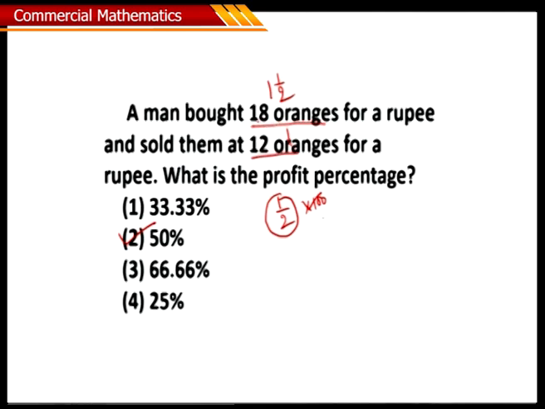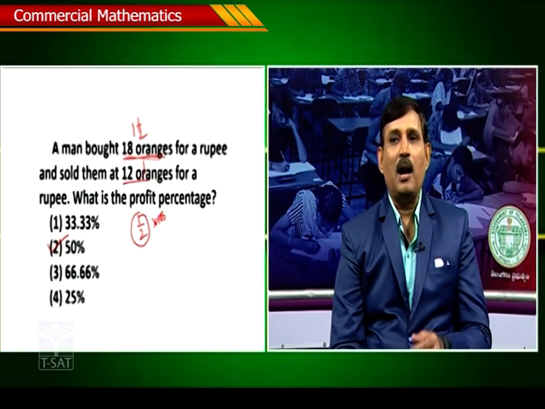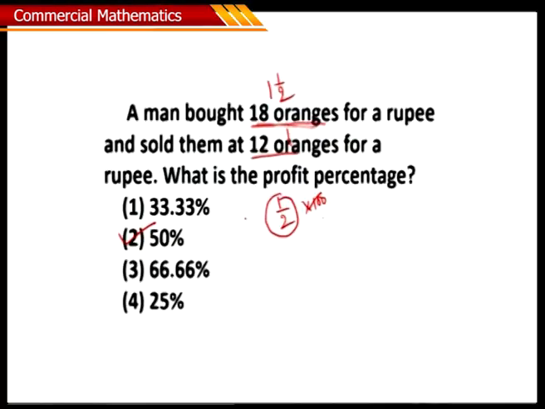So just simply observe: for 18 oranges, the cost price is 1.5 dozen for 1 rupee and the selling price is 1 dozen for 1 rupee. Every time he is getting a profit of half a dozen oranges' amount. When you express it in terms of percentages, you can see it is 50%.